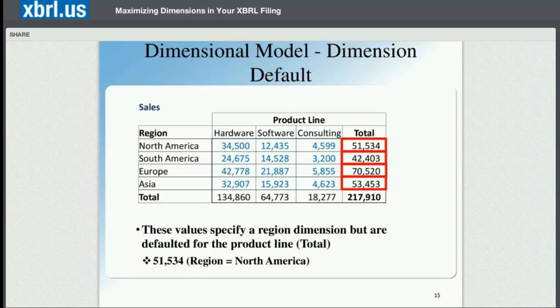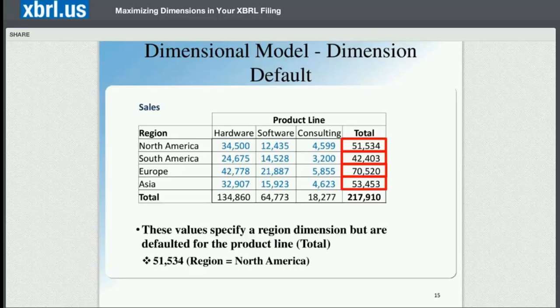Greg, we have one more question, by the way. The question is, do you have to dimensionalize the sales where the total columns are? For example, you would dimensionalize the Asia total, but do you need to assign the total product line domain with no member?